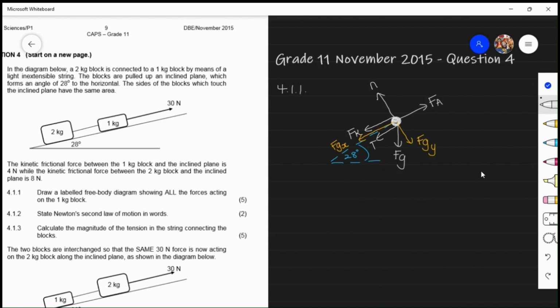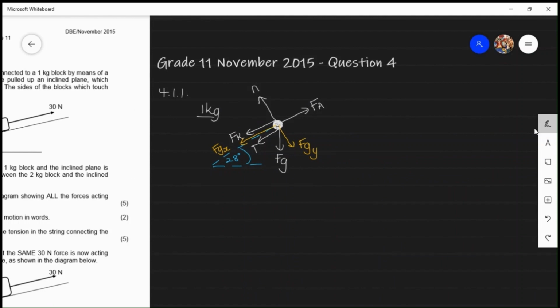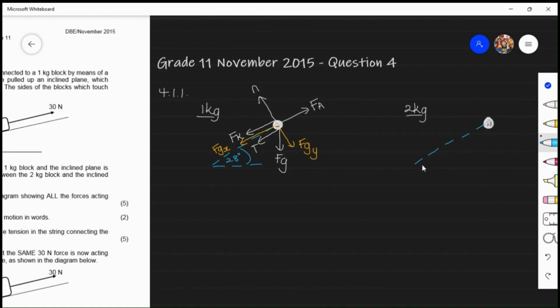It's not required for this particular question, but it makes it easier for us to have a free body diagram so we can see all the forces and their directions of the 2 kg object for when we are calculating. So this is going to be our 1 kg block. And this will be our 2 kg block. So once again, I'm going to include the slope to make it easier.